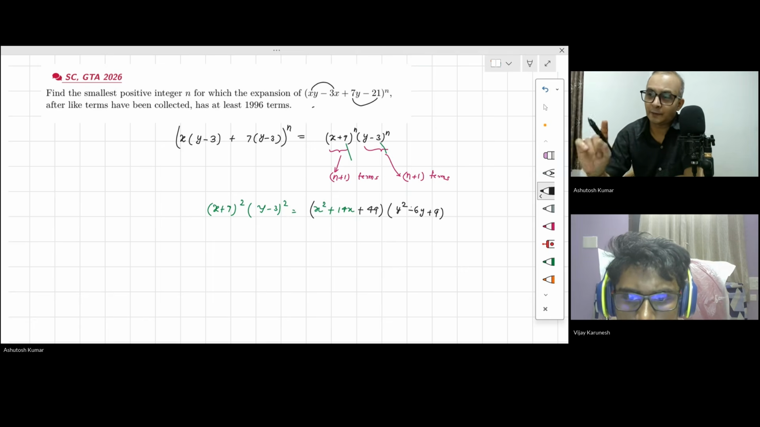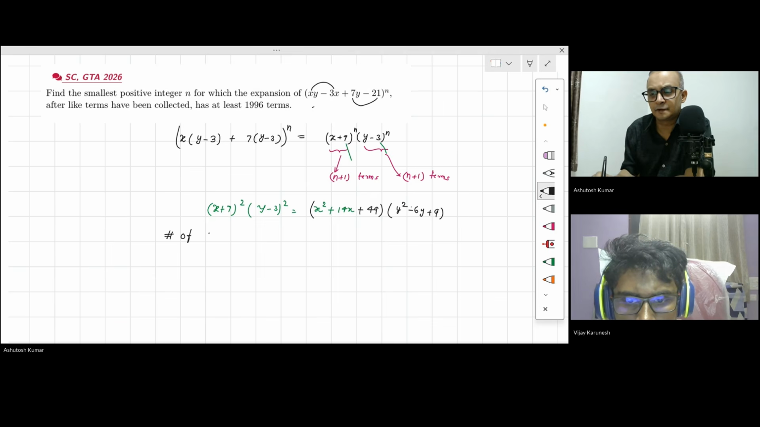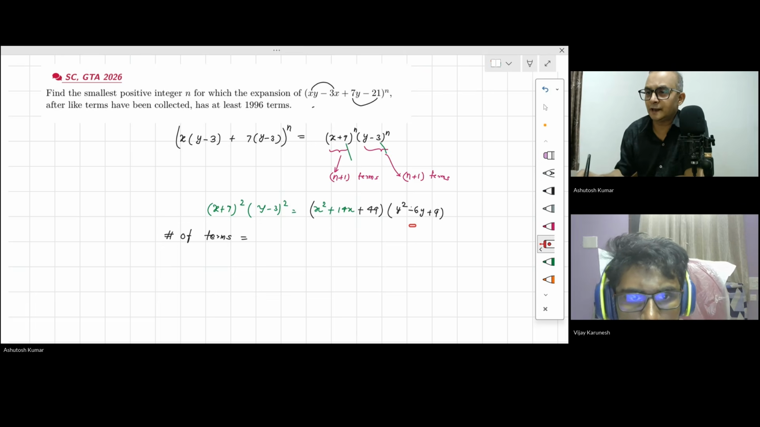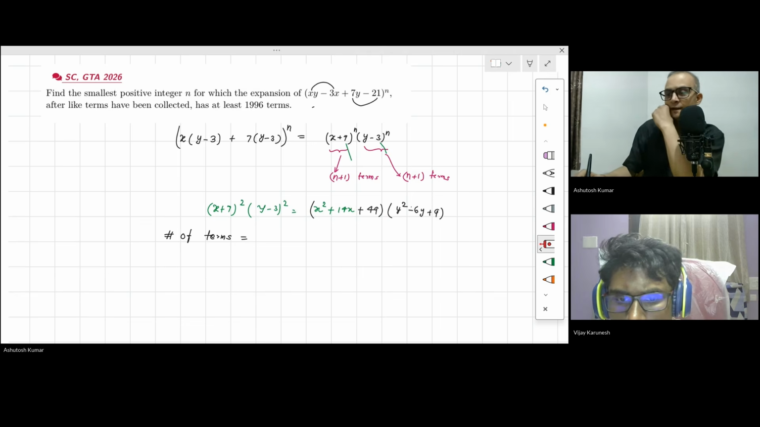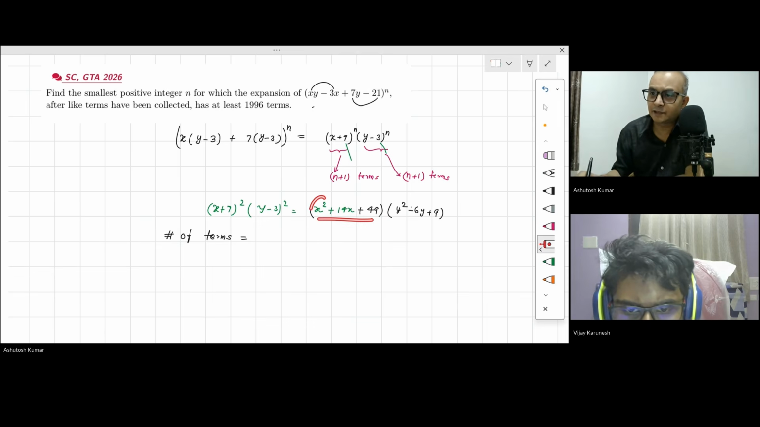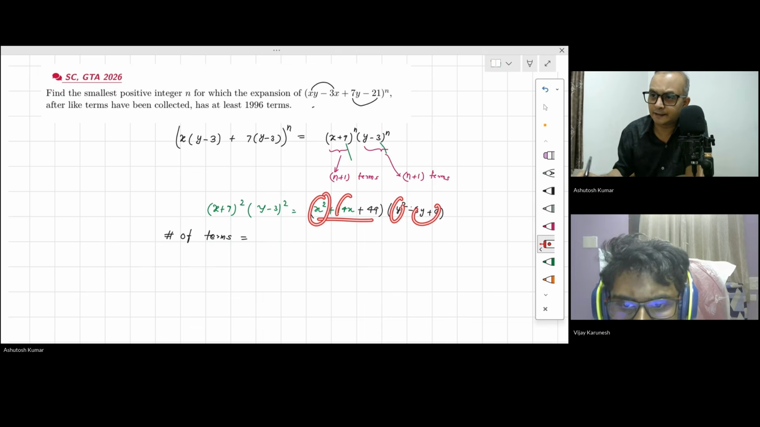It means how many terms exactly do we get after expansion, the number of terms? If there is no like term, then no collection will happen. In this expansion, each term is multiplied with these 3 terms, and again this term is multiplied with these 3 terms. So what do we get?